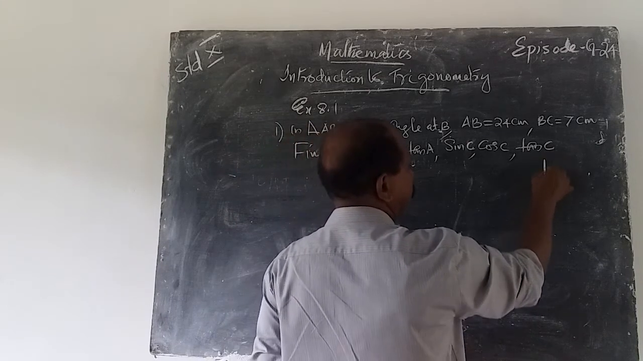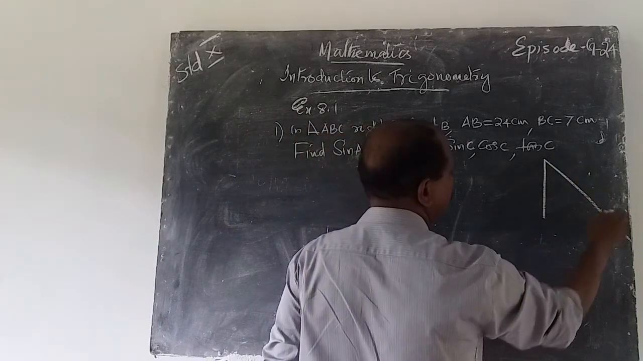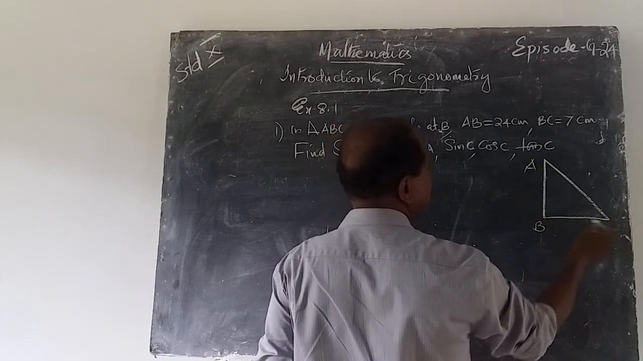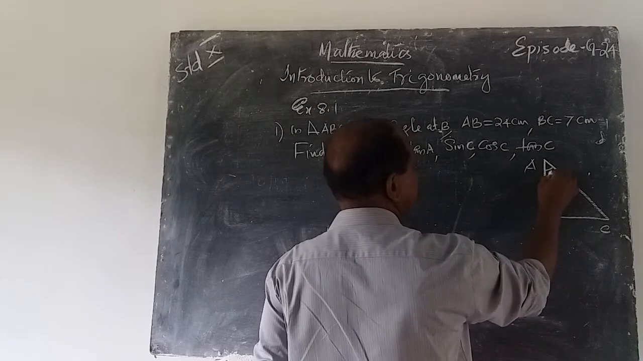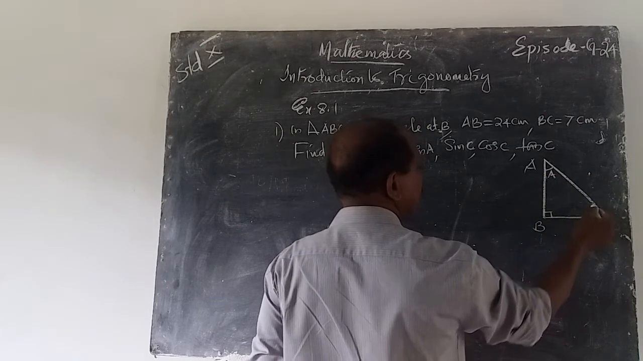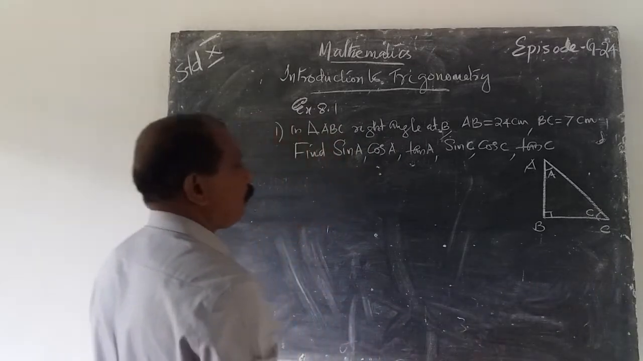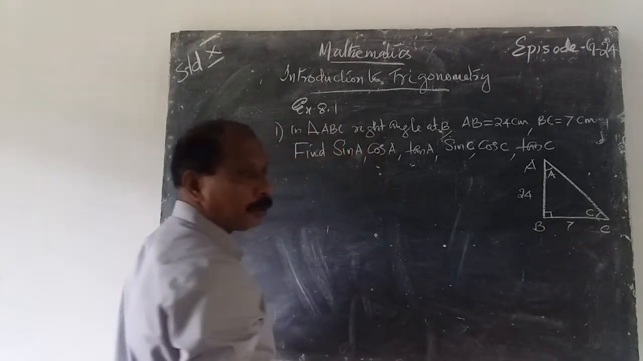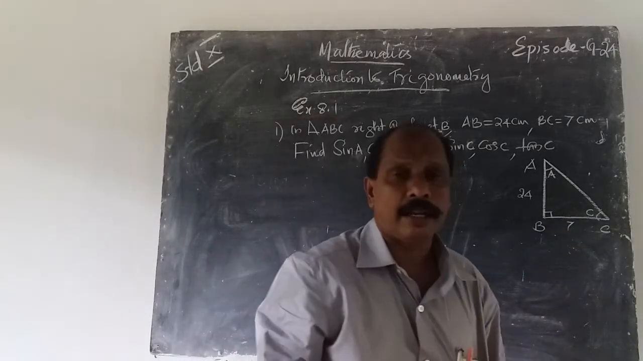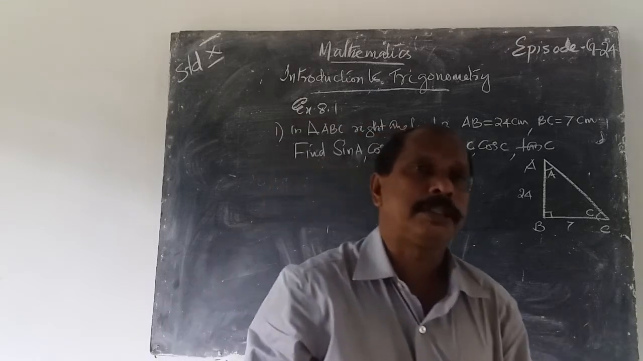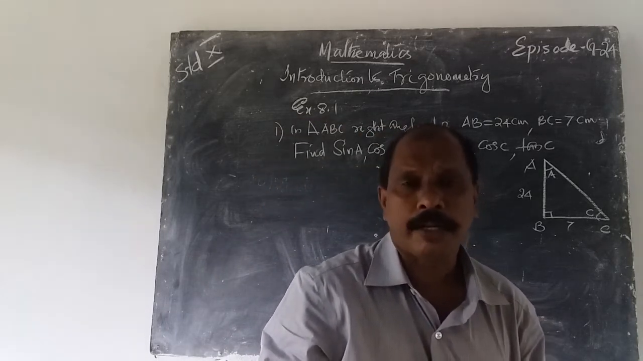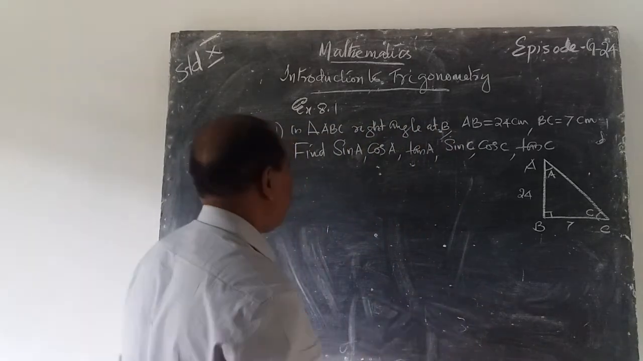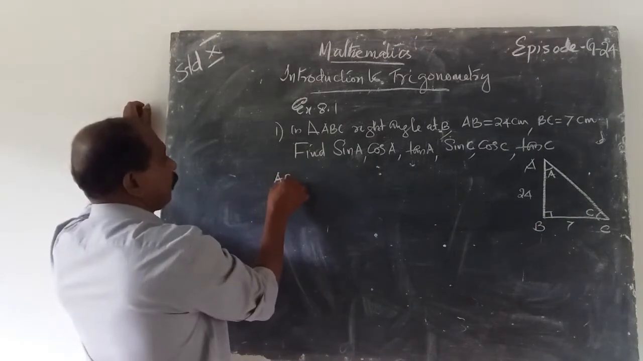Therefore, for the answer, we can draw the right angle triangle, right angle at B. That is A, B, C. This angle is A, this angle is C. Then, what is AB? 24 centimeter. BC is 7 centimeter. That means the base and altitude of this triangle ABC are given. We can find out the third side using Pythagoras theorem.